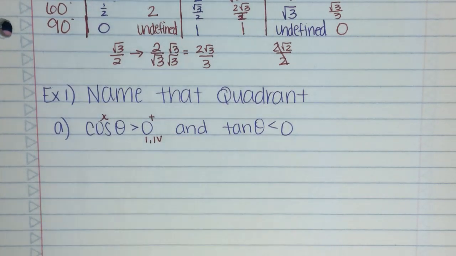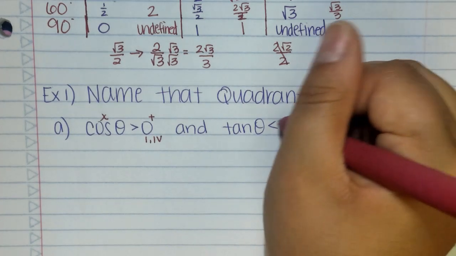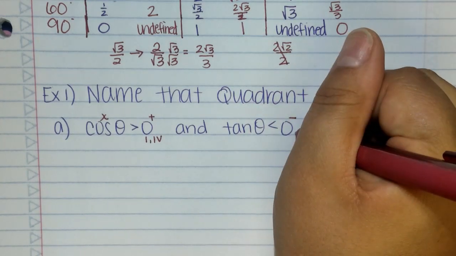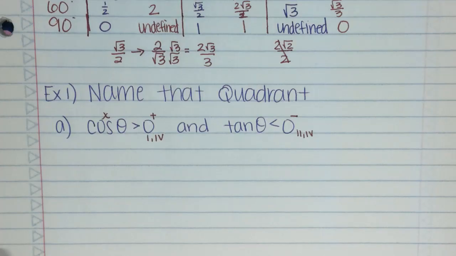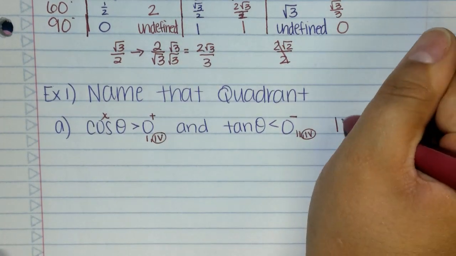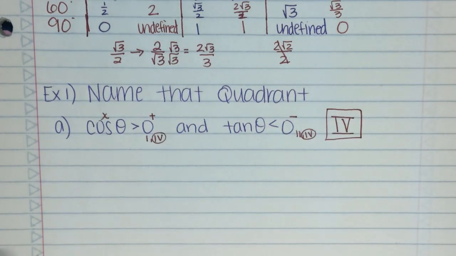Tangent is less than 0. Tangent is like, where is my slope? Where would be my slope less than 0, or where's my slope negative? 2 and 4. What quadrant satisfies both of these statements? 4. Therefore, name that quadrant. We are in quadrant 4. And that is how you play name that quadrant.